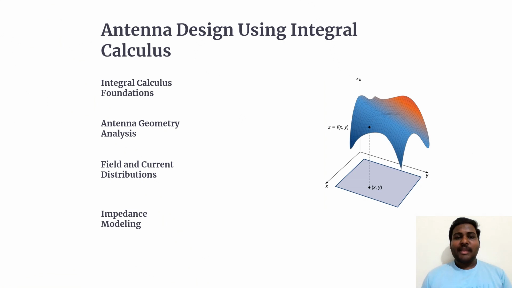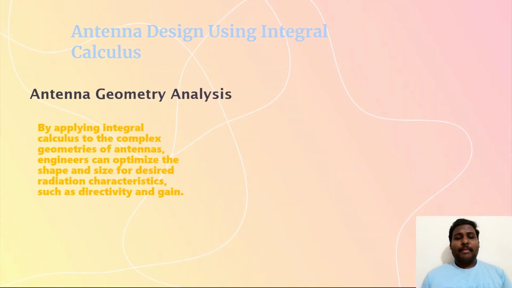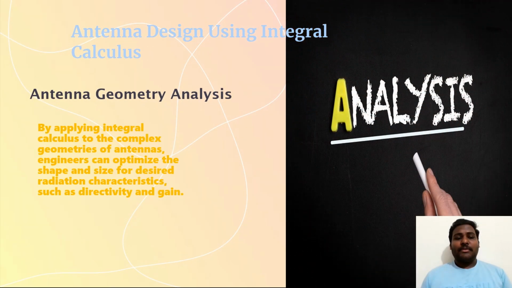Antenna designing with the help of geometrical analysis. By applying integral calculus to the complex geometries of antennas, engineers can optimize the shape, size, and desired radiation characteristics such as directivity and gain. As said in the earlier slides, this helps in radiation characteristics, directivity and gain. These are technical terms which are used by engineers.